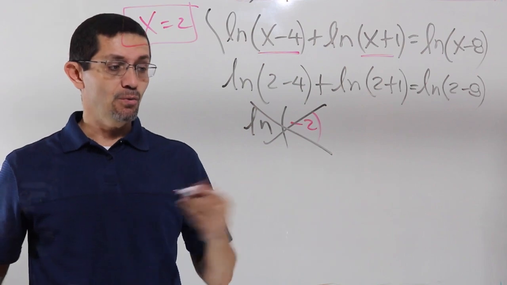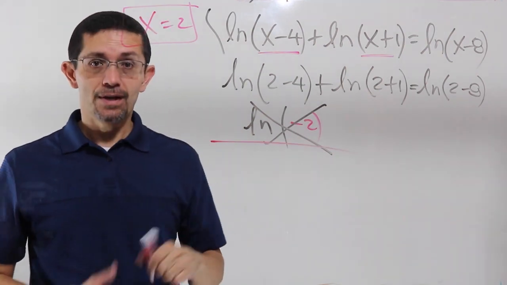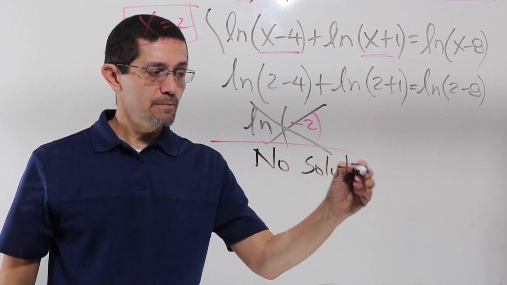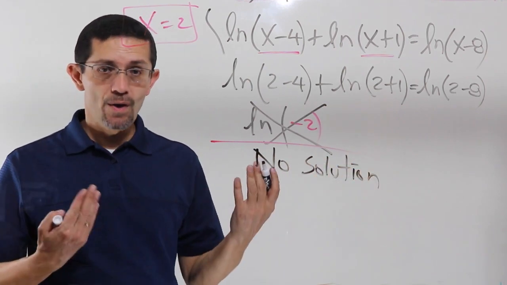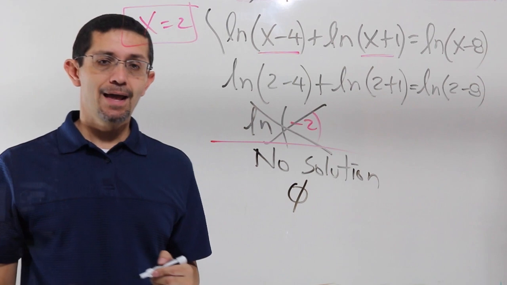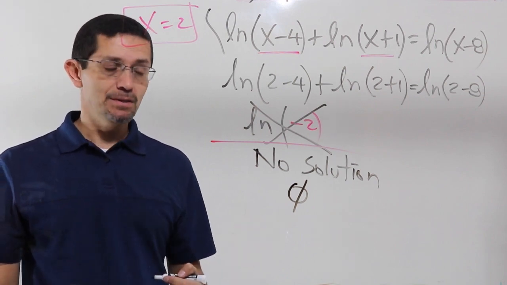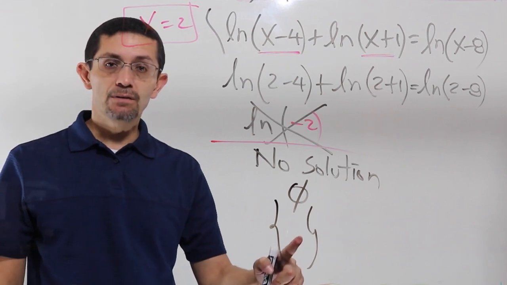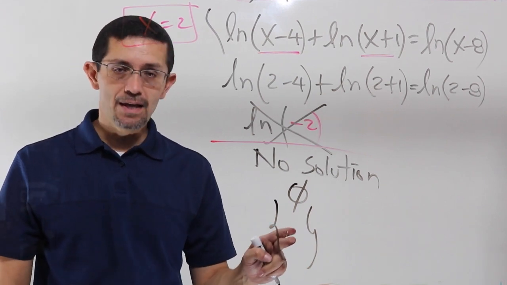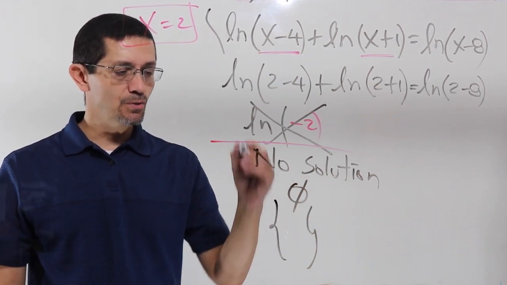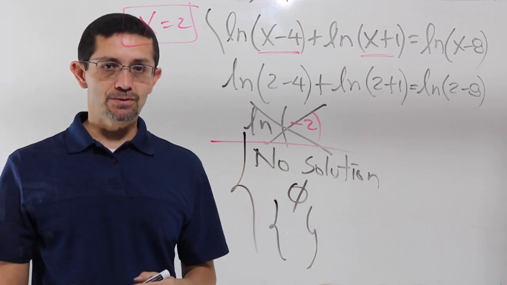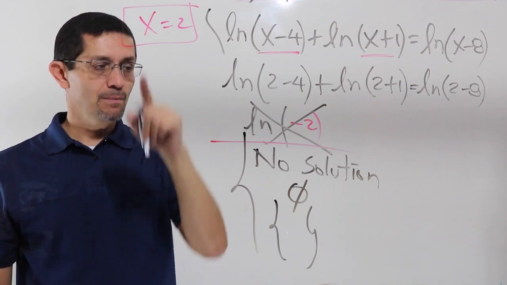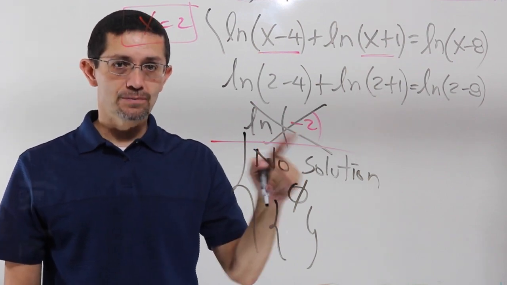So they ask you for an answer. The answer could be no solution. Because there's no answer, you can also say empty set. That means there's nothing in between those braces. Therefore, it's the empty set, no solution. That could be any of those answers. And that happened because the answer that we got became an extraneous solution.